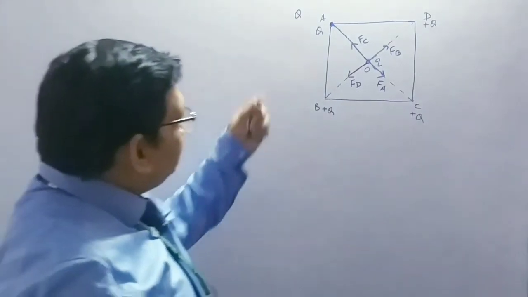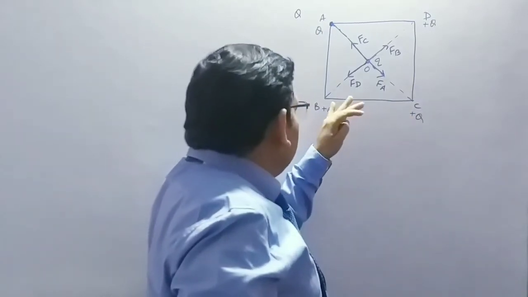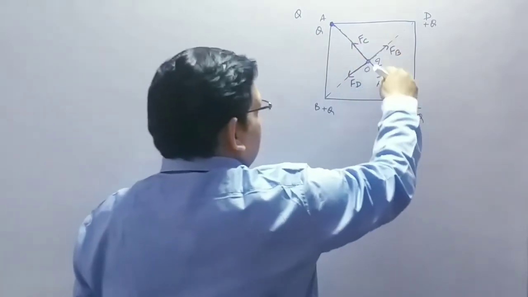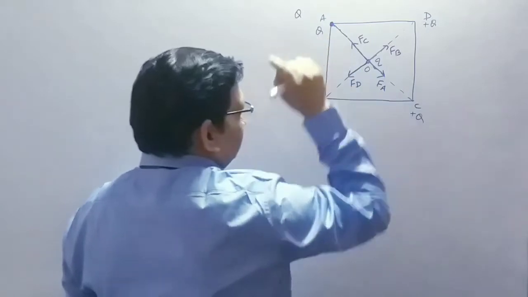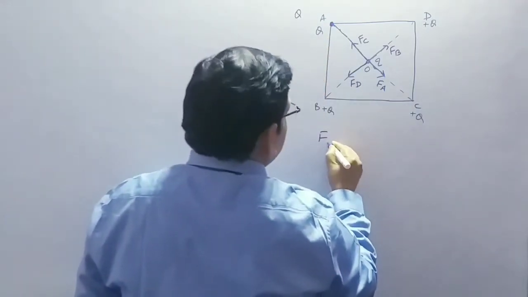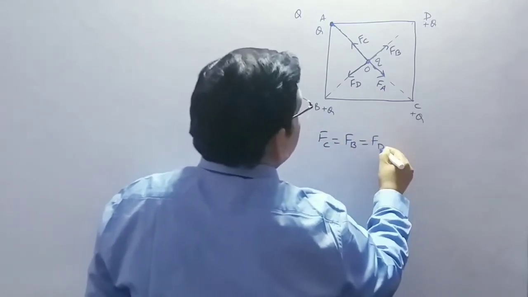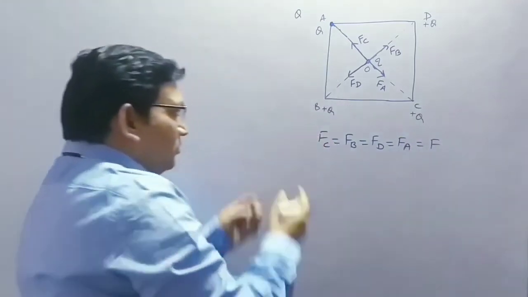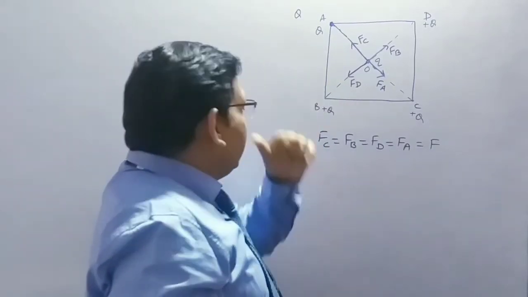So the magnitudes of the forces due to charges at A and C are equal. The magnitudes of the forces due to B and D are also equal. The directions of force C and A are opposite to each other. The directions of force D and B are also opposite to each other. So the magnitudes of force A, force B, force C, force D are all equal. We don't need any calculation because we see that the magnitudes and distances are equal.